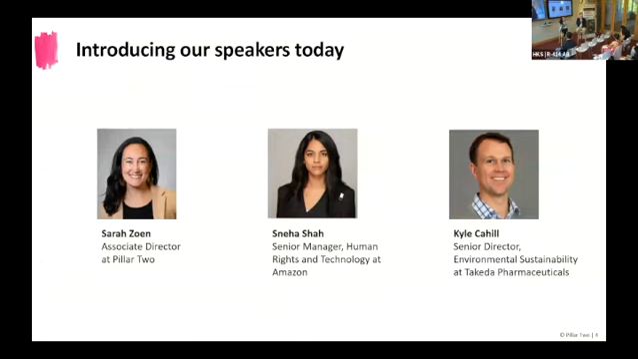Kyle Cahill from Takeda. I am the Senior Director of Disclosure and Engagement. I'll tell you a little bit about that. Takeda is a global biopharmaceutical company headquartered in Tokyo, but we do have a large presence here. We're actually the largest life sciences employer in Massachusetts. We have about 50,000 employees globally, in about 150 countries. My role focuses specifically on the environmental sustainability aspects related to disclosure and engagement.